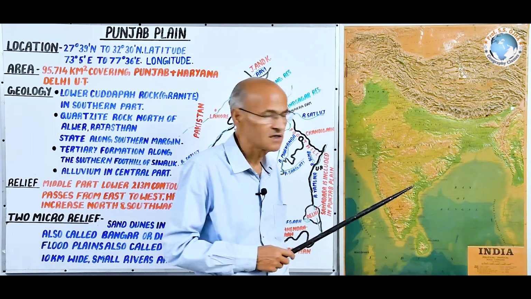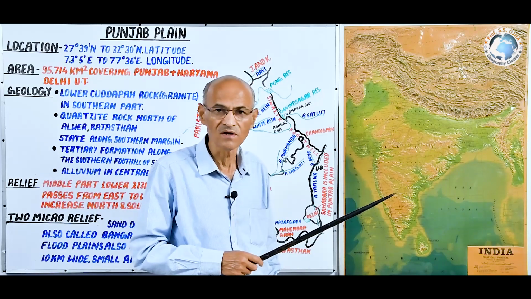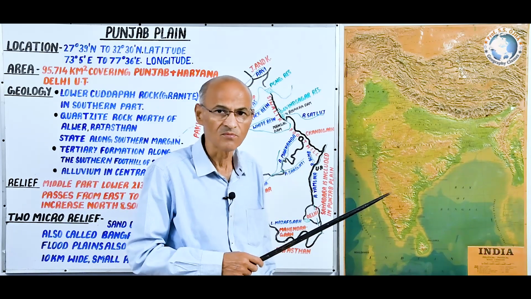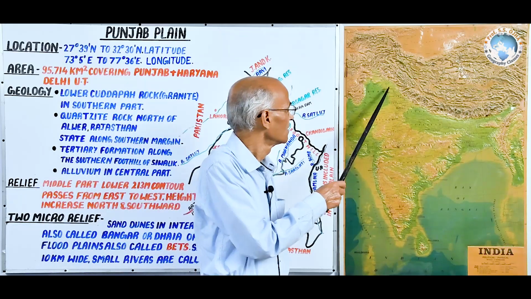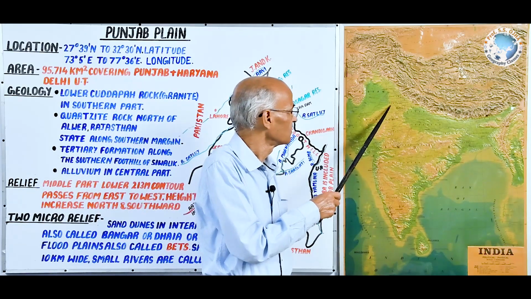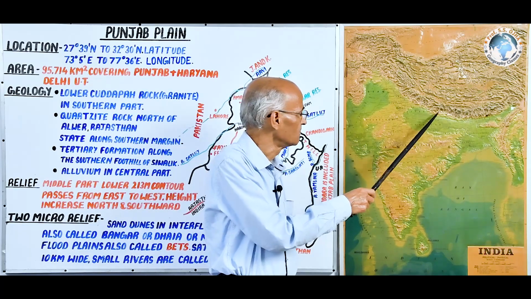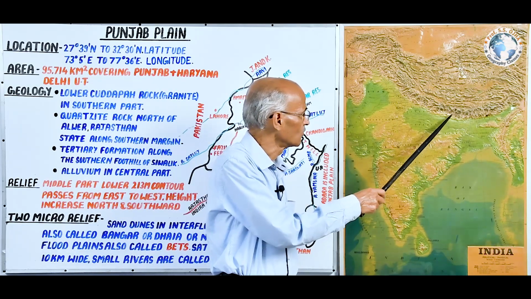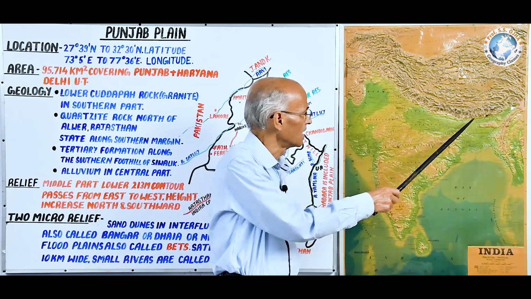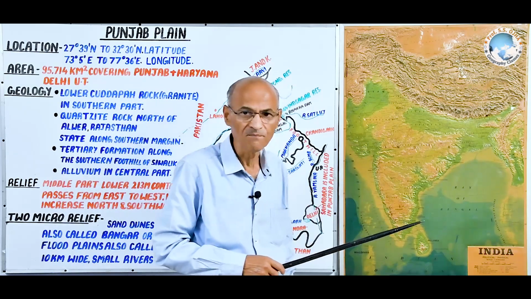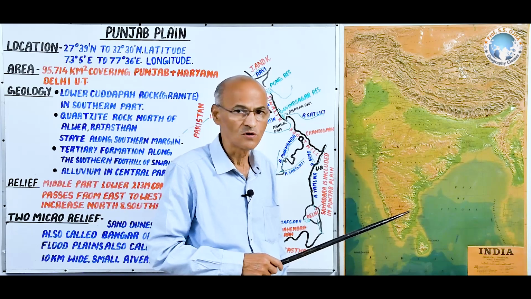This northern plain has further been divided into 5 subparts. Number 1, Punjab plain or Satluj plain. Number 2, Upper Ganga plain. Number 3, Middle Ganga plain. Number 4, Lower Ganga plain. And number 5, Assam plain or Brahmaputra plain.